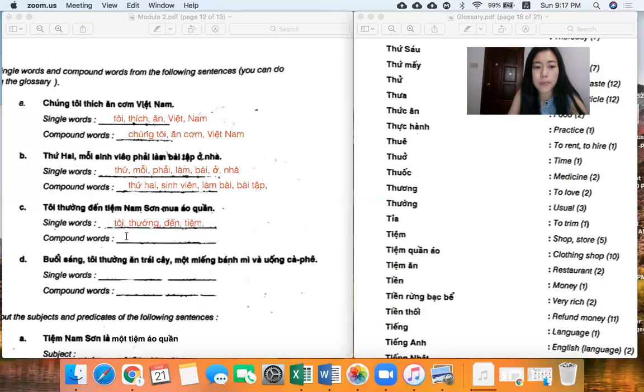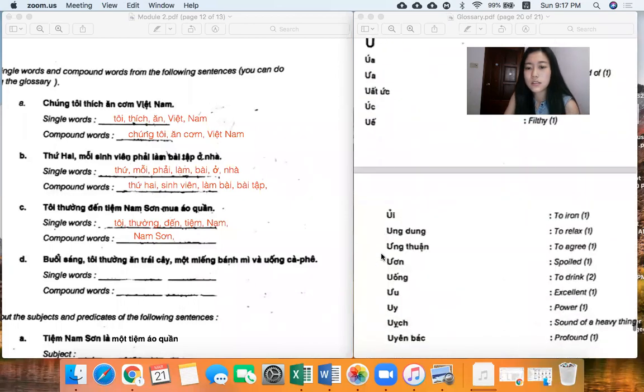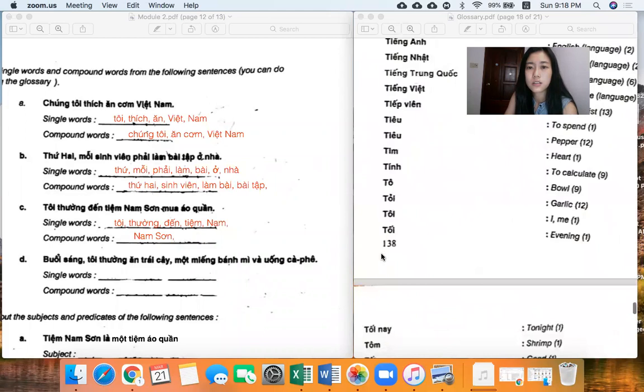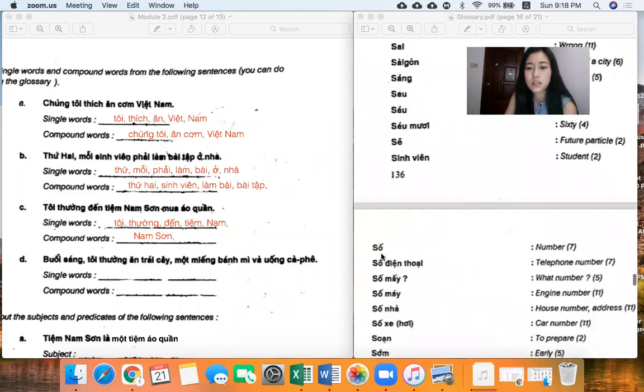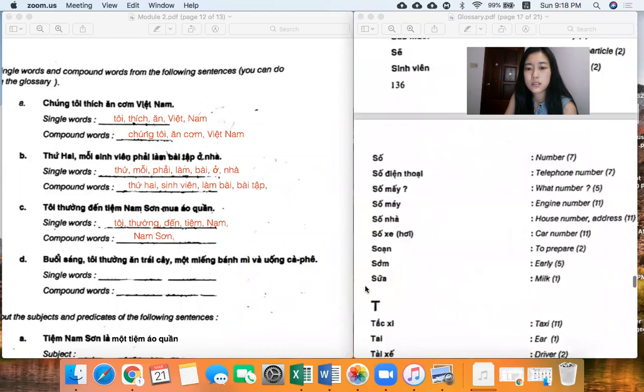Nam Sơn is the name of the shop, so Nam Sơn is a compound word. And Nam means south, like in sentence A, so Nam is a single word. Sơn is a Vietnamese name, so Sơn is a single word. Sơn isn't in the glossary, so I help you.